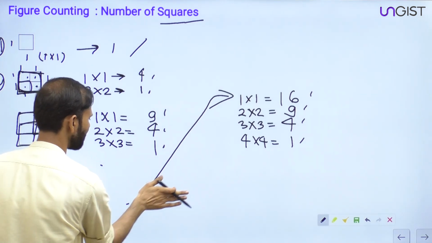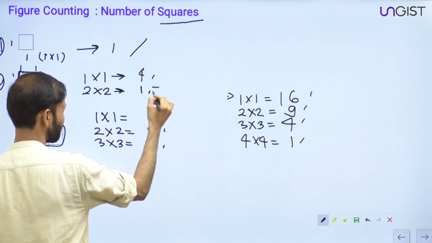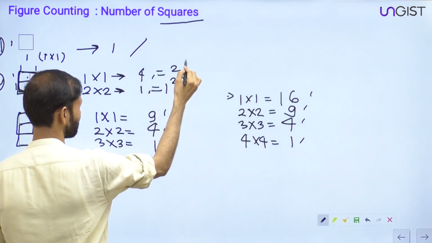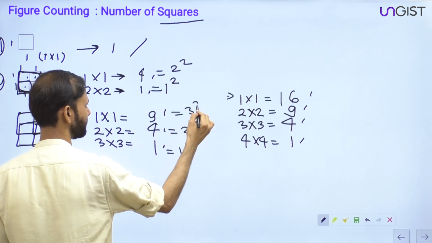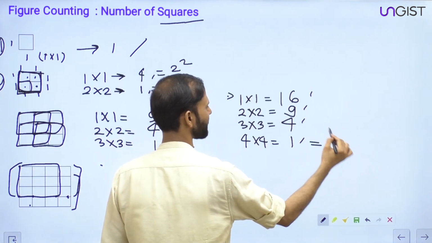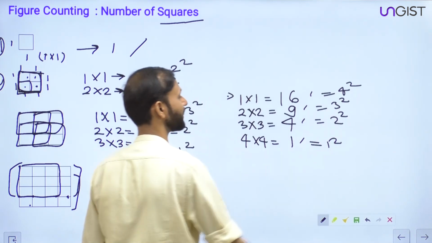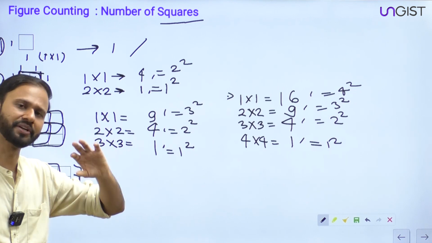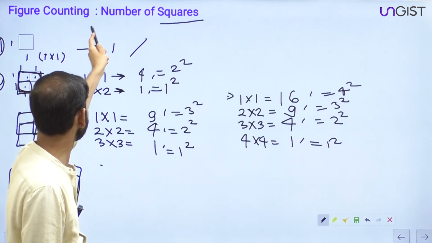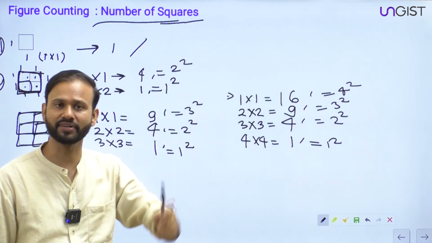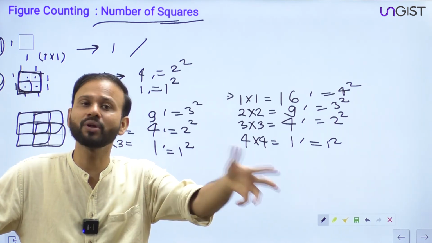Right, everyone? They are actually perfect squares. This is 1 square. This is 2 square. This is 3 square. This is 4 square. Right, everyone? Clear? Okay, now if I ask you to find the total number of squares, the question says number of squares, meaning total number of squares. So obviously I have to add all these numbers, right?